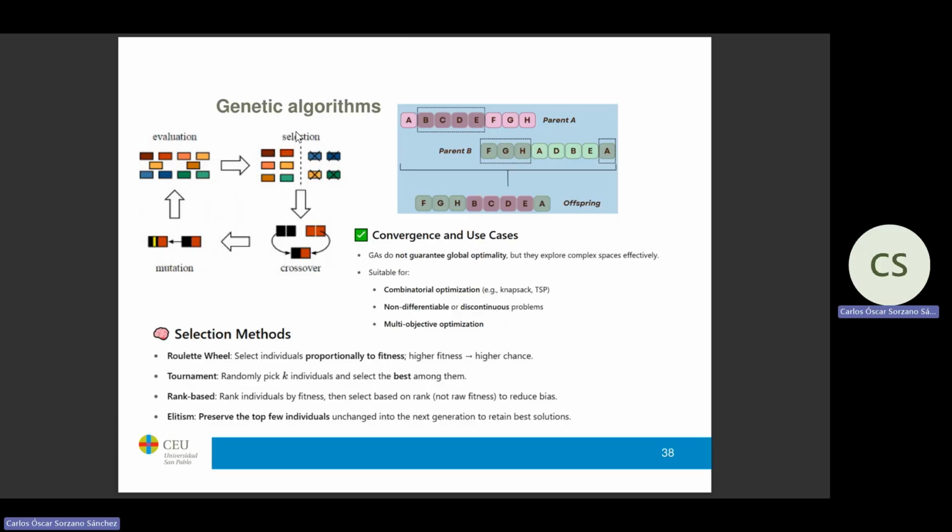Or you generate crossovers with something that is related to the fitness of these individuals, so that the best fitted individuals can reproduce more frequently. And then once you have the offspring, you apply a mutation and again evaluate.